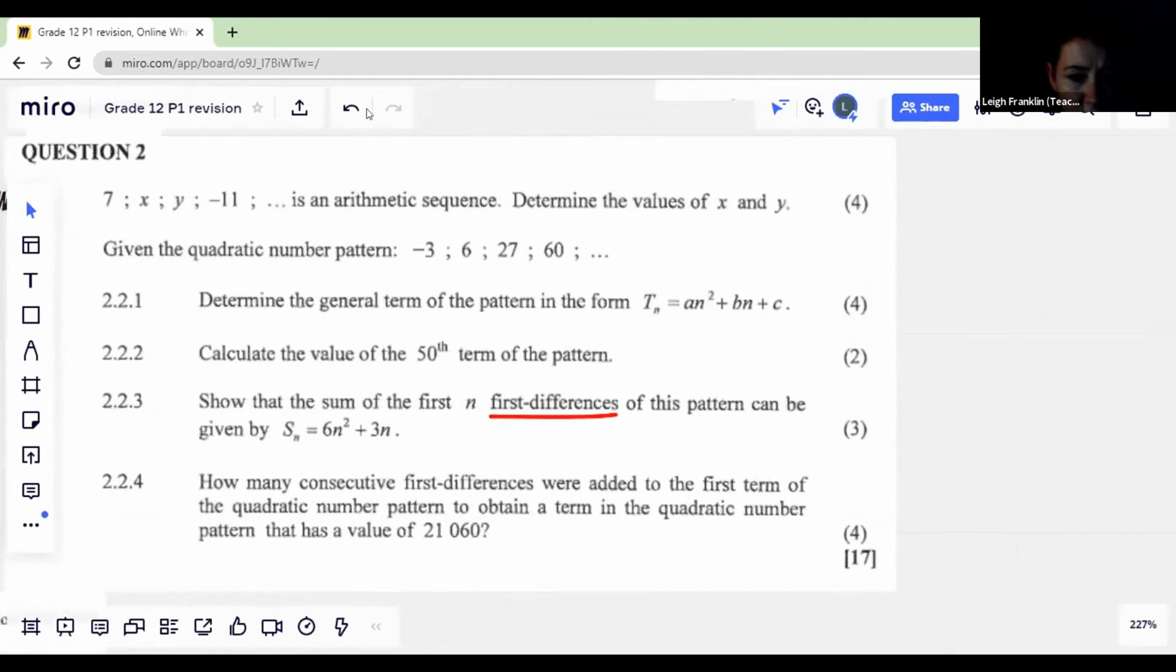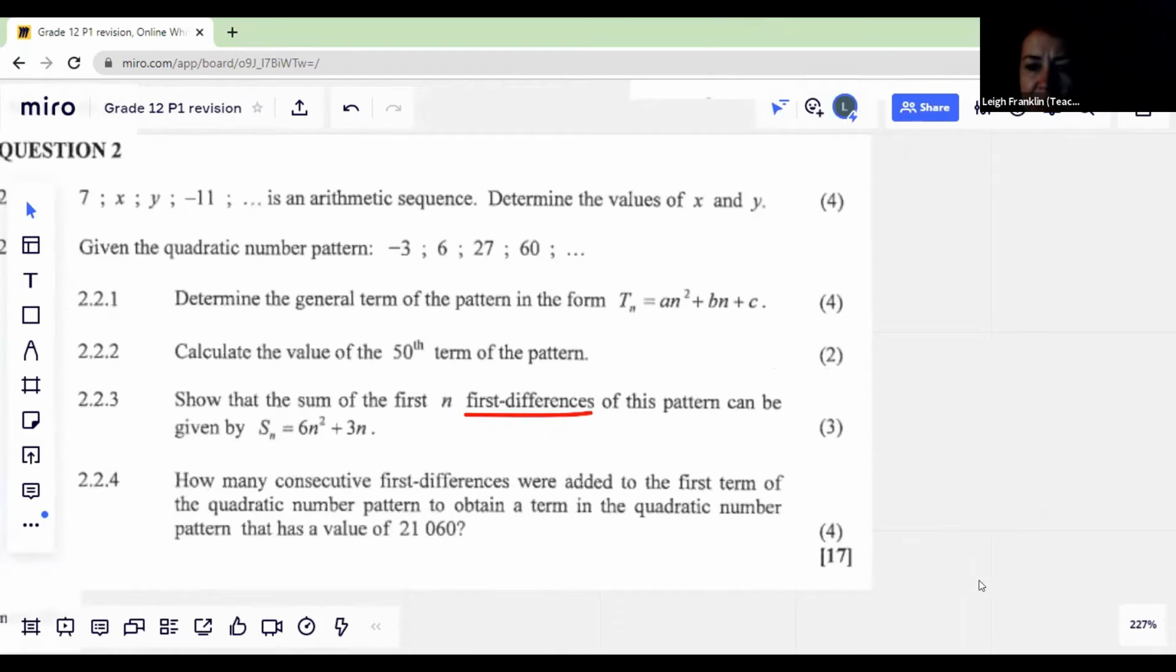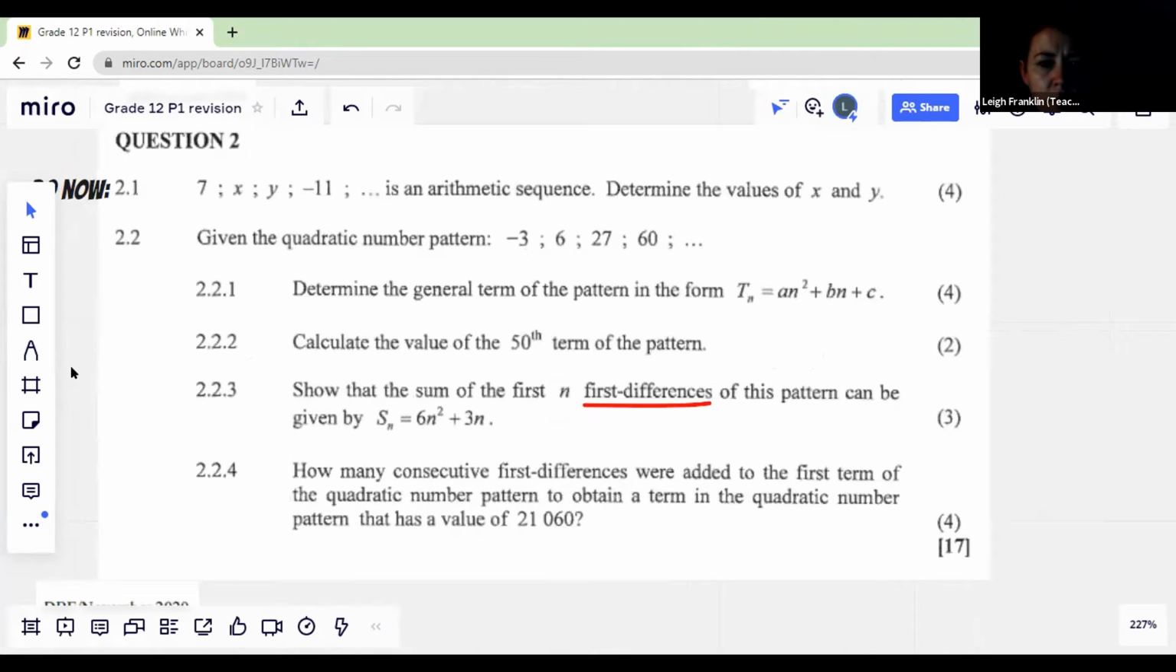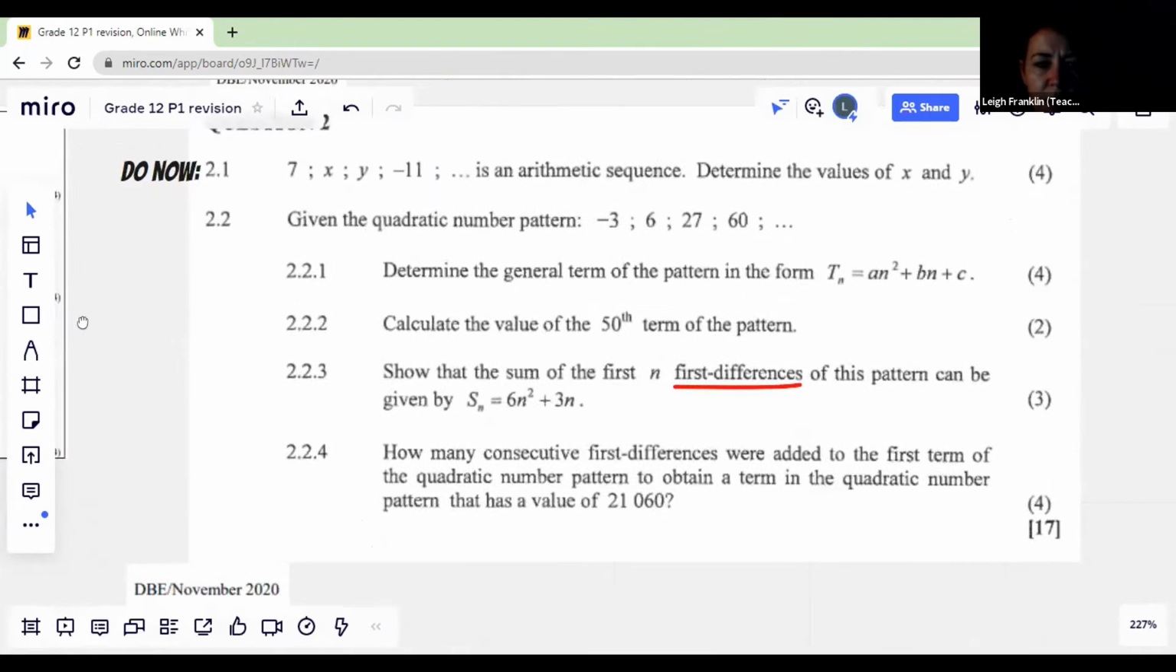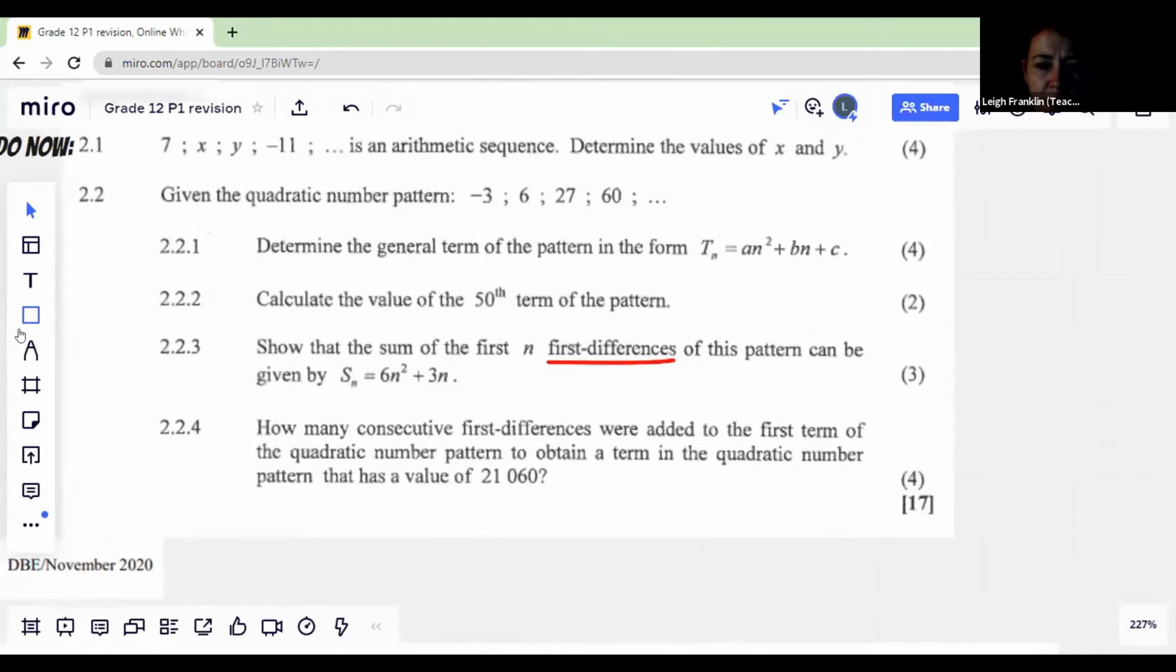Actually, just reading this question again, we don't need to know what the nth term is, but we do need to know what A and D are. Okay, so any idea of what we're going to do with this? 12n minus 3, that's right. That is the pattern.